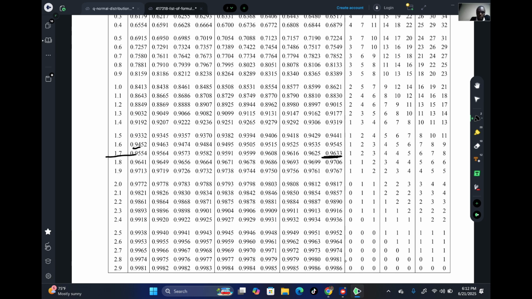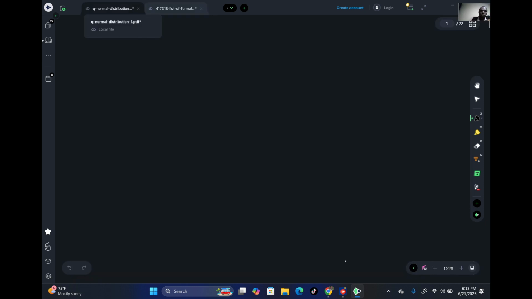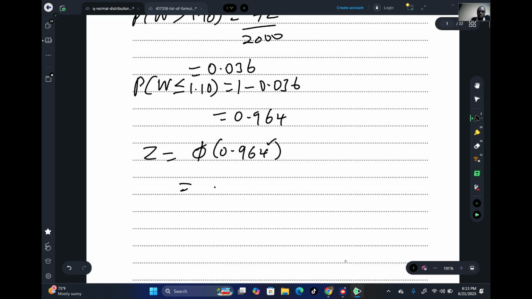It's good to have a ruler, or you can underline until the end like that, so that you can read the value of z. The value of z is, we read 1.7, then the intersection here, which is 9. So you're going to write down 1.79 here. Then find the difference between 0.964 and the value that you found in the table, which was 0.9633.